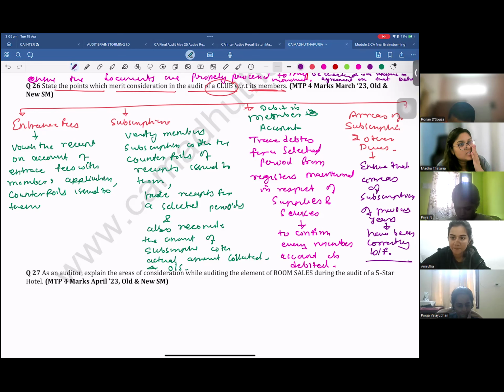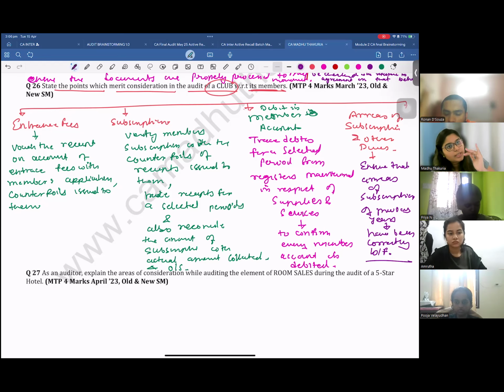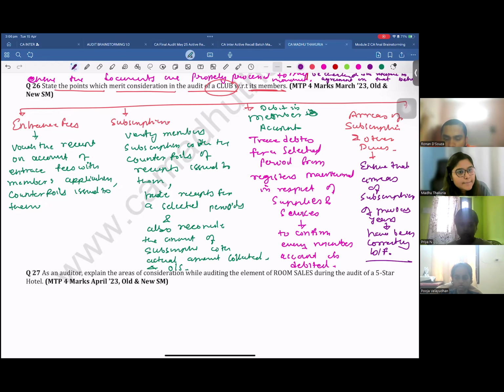One is about the entrance fee, subscription fee, debit in the member account, and arrears. When you get this kind of question, in the suggested answers especially, they mention everything regarding it. But in the exams, they are not expecting that. For example, they talk about capital expense and other expenditure, which is not asked here. What is asked here? With respect to members, what will you verify? So you only write with respect to that point. Clear?